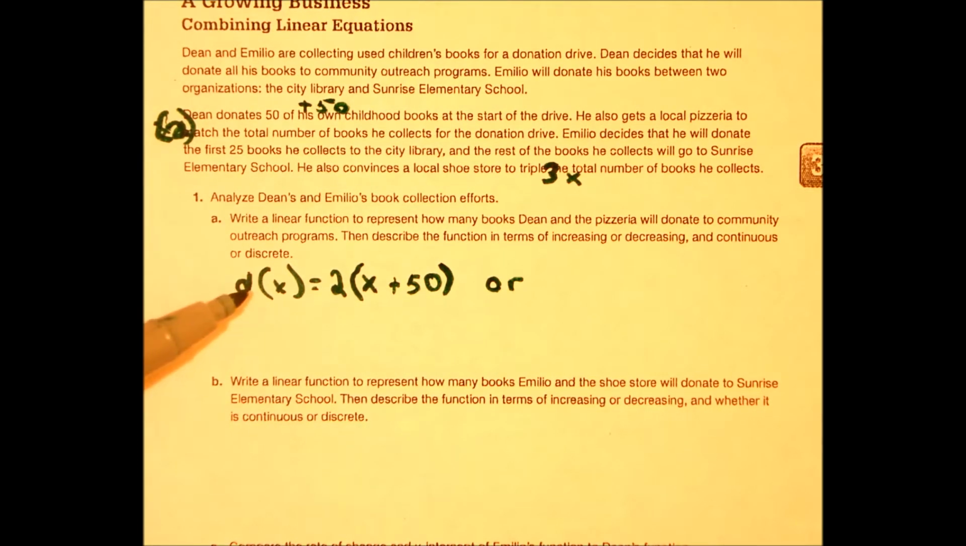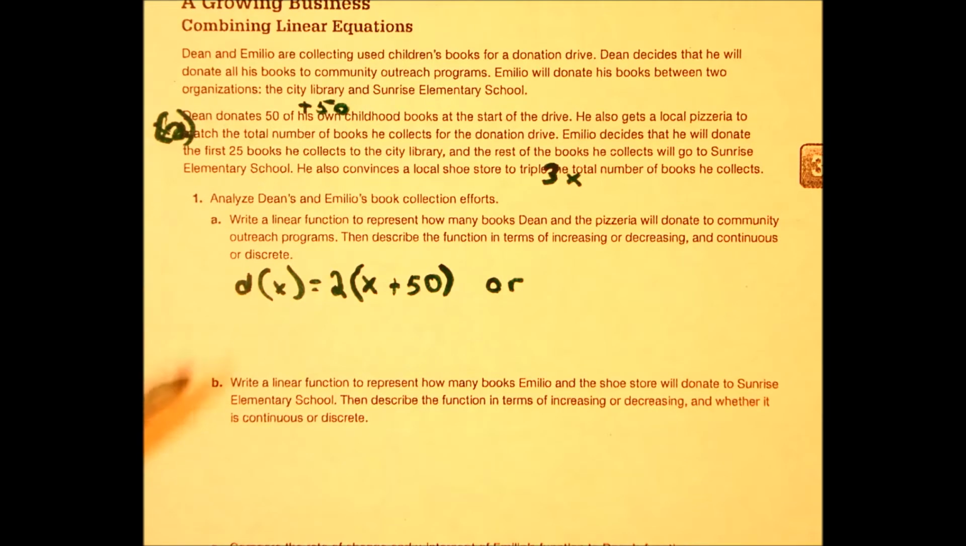Correct, you'd have D of x, remember we're writing this in function notation, equals, and then when you distribute it, you should get 2x plus 100. Right, that's because you multiply the 2 times the x and the 2 times the 50. All right, so that would be what Dean donates.